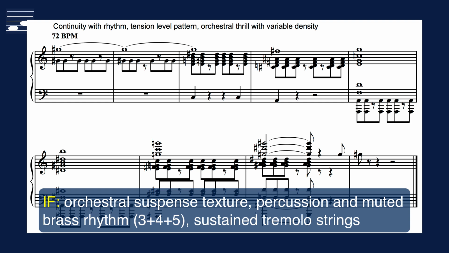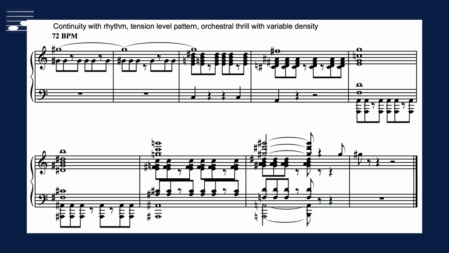that is played by marimba, piano and muted brass. In the upper layer we hear sustained tremolo strings. This is an orchestral suspense texture.